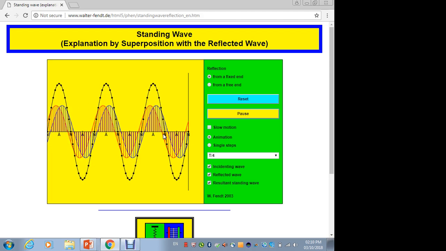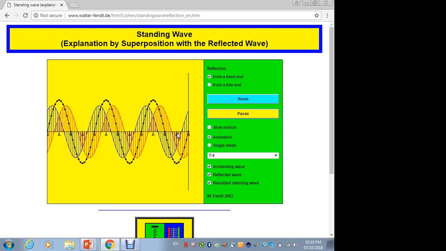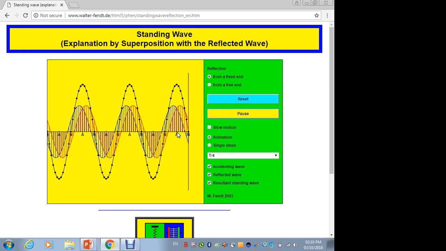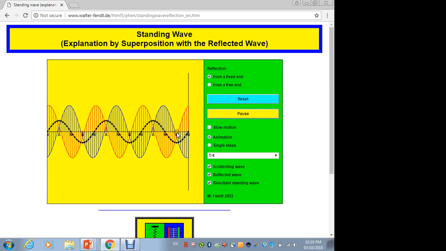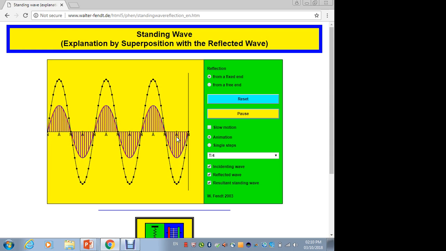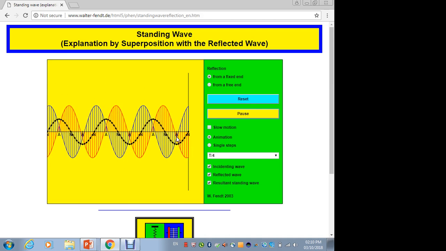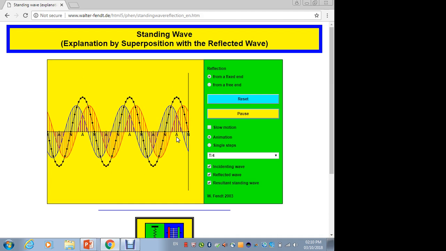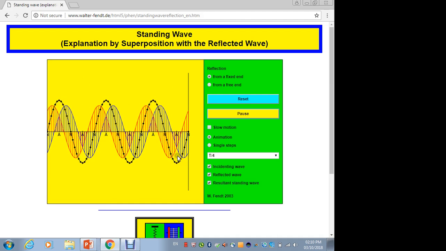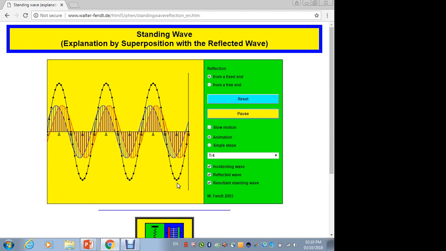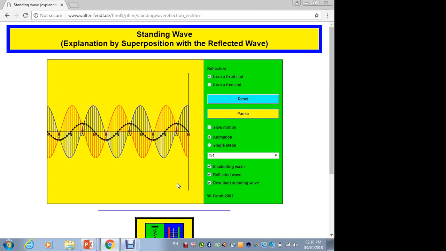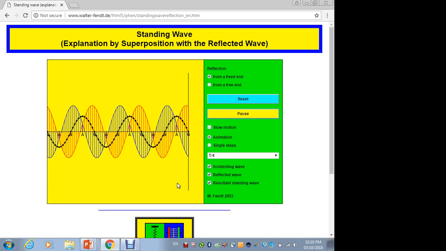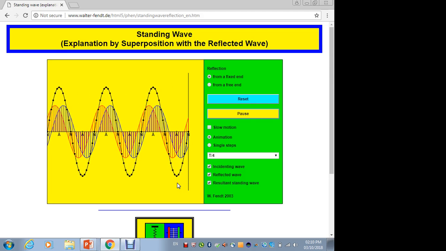Okay? Then at this position, where my cursor is, what do you notice about the displacement? Compare the particles here to other particles nearby, the neighboring particles. At any time, the displacement is always the maximum. Can you see that? This particle in the middle, at any time, the displacement is always the maximum. So we call this an antinode. Antinode is defined as a point with the maximum amplitude.